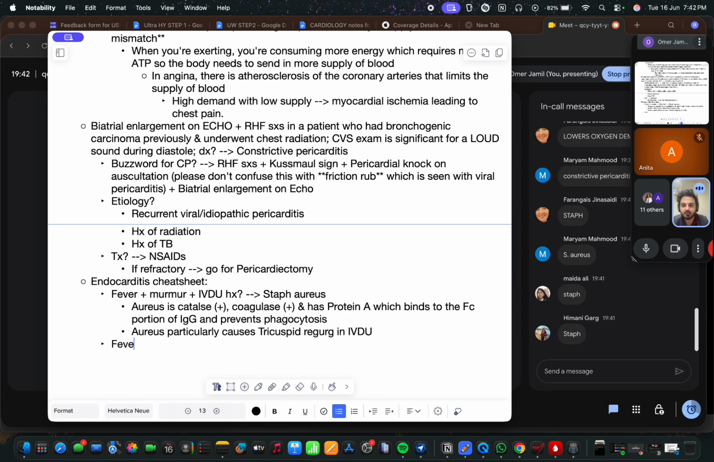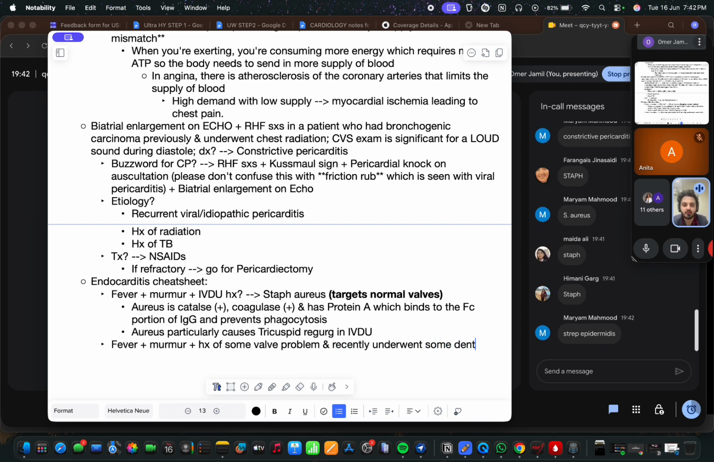Okay, then fever plus murmur plus history of some valve problem. And remember, Staph aureus, I'm going to bold this up, targets normal valves. A history of some valve problem, and recently underwent some dental procedure. Viridans, yeah. So strep viridans.